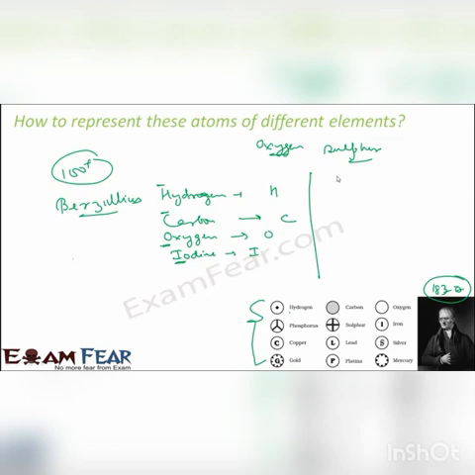But there are some which are represented by the first two letters. For example, silicon. It is represented by Si, because S is already given for sulfur. So if you talk about sulfur, it is written by S. The next element found was silicon. You can't give S because S is already allocated to sulfur, so it is Si. Right? Uranium by U. Neon.